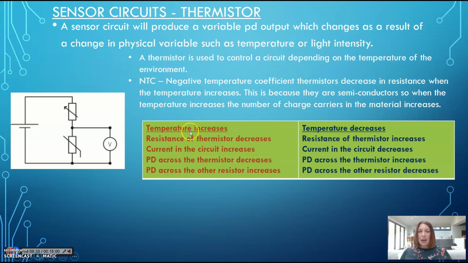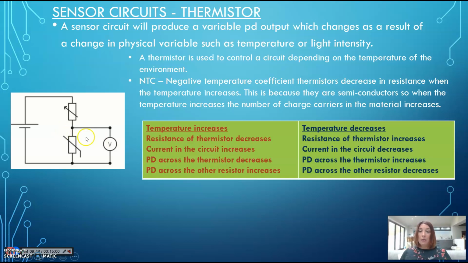Let's say there's an increase in temperature in this circuit. The resistance of this thermistor will decrease. The current in the circuit will therefore increase because you've reduced the total resistance, because these are in series. You've made this one smaller, so now there is less resistance. So the current in the circuit increases. The potential difference across the thermistor will decrease because it's got a lower resistance. It's not as difficult for the current to flow through it, so the electrons don't have to give up as much energy to get through.